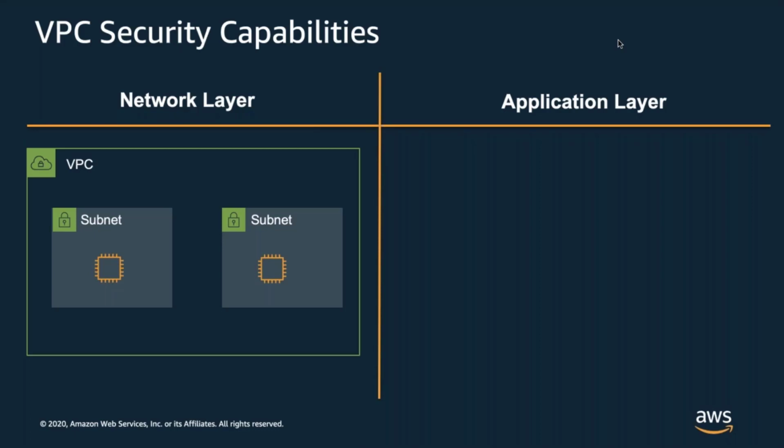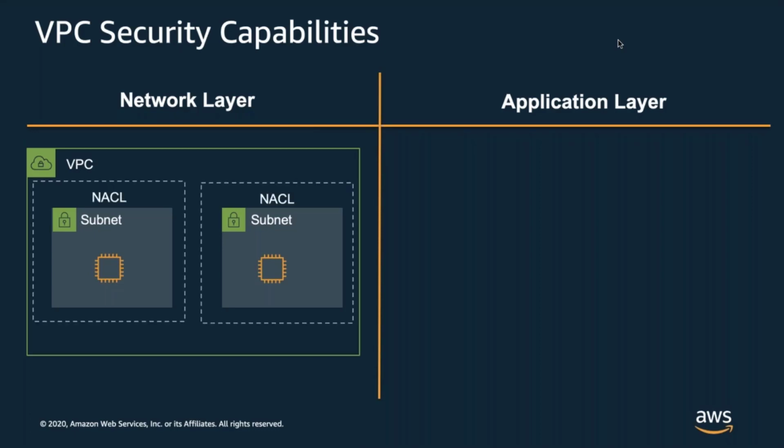So on the networking layer, we have the VPC and subnets and 2 instances. So the security capabilities on the networking layer are, first of all, network access control lists. So these ACLs are wrapped around your subnets, and they can permit or deny traffic. The recommendation here is they're typically used for kind of broad brush protections.